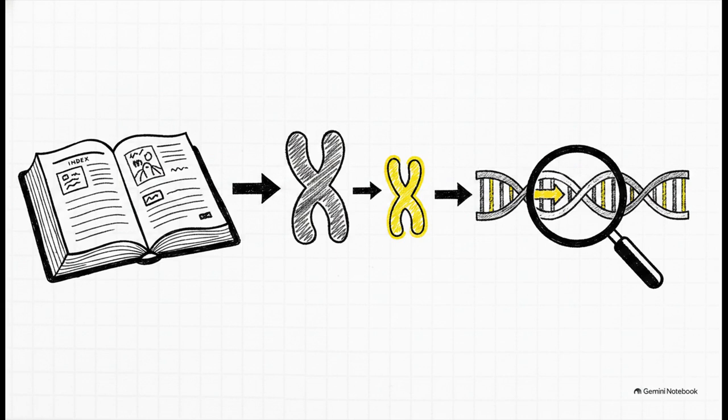We get one set of volumes from our mom and one from our dad. Inside those volumes, the genes are the specific topics or entries. And the DNA? Well, DNA is the molecular code, literally the letters, spelling out the entries of our genetic encyclopedia. If we all had the exact same letters, we'd be identical twins with everyone. But it's those tiny spelling differences that make us unique. Sometimes, though, a spelling change or a mutation causes a protein to malfunction.